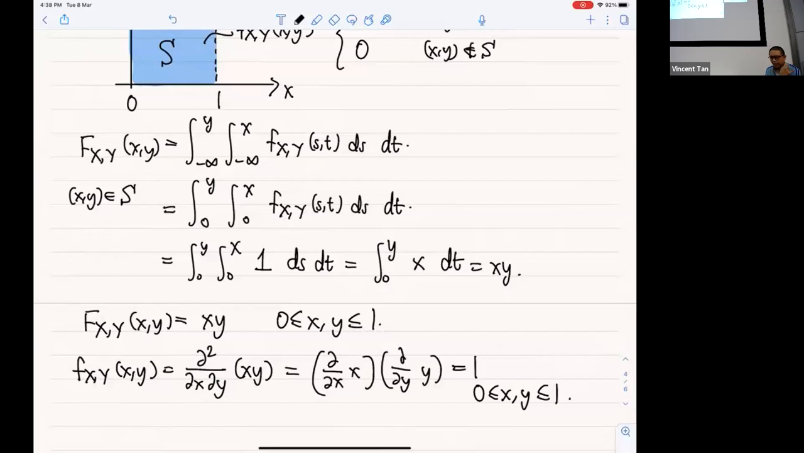So the CDF is very nice because it allows us to unify the treatment of discrete and continuous random variables. Otherwise, it's very messy. Any questions from the Zoom people? Any questions from the physical audience?